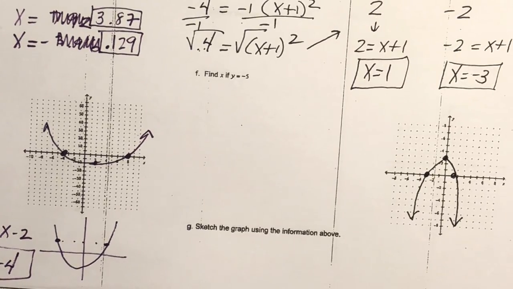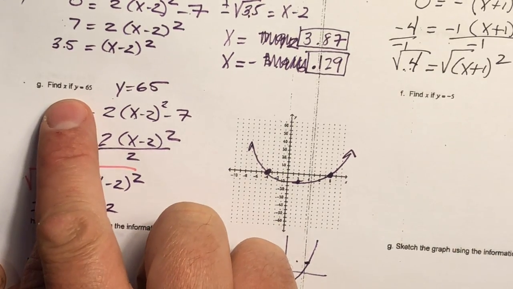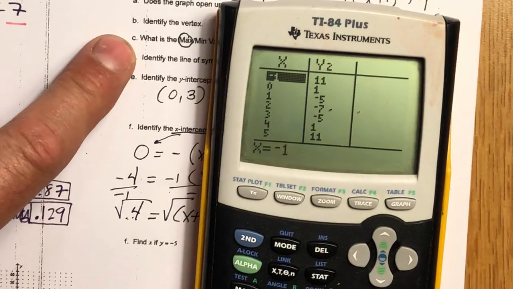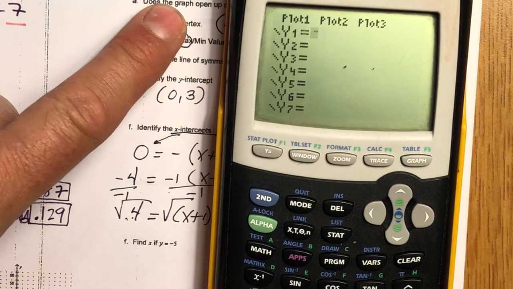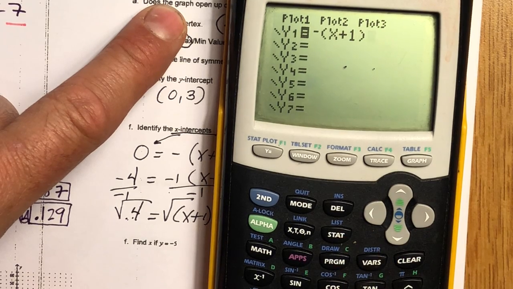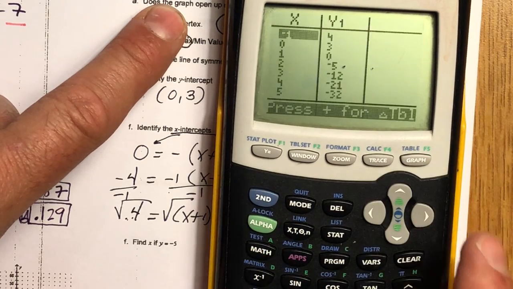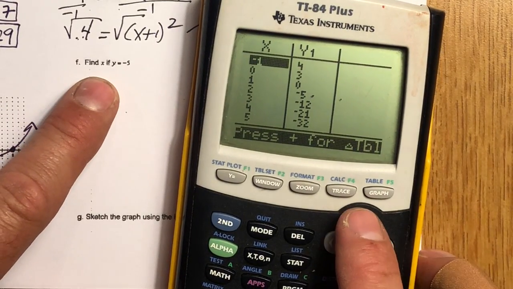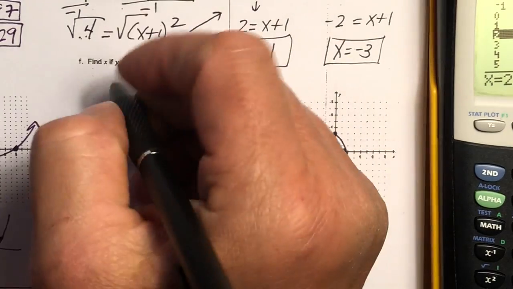All right, now we could do letter F just like we did over here, same thing. Plug in -5 in for y and then solve, or what you guys can do is use your technology. All right, we can plug this in, so negative parenthesis x plus 1 squared, and then plus 4. And if I go to my table, it says find x when y is -5. So when y is -5, x equals 2.